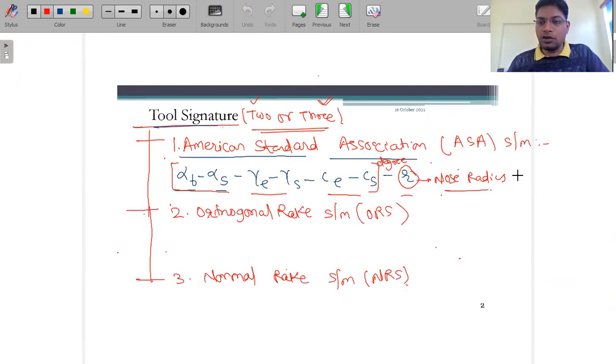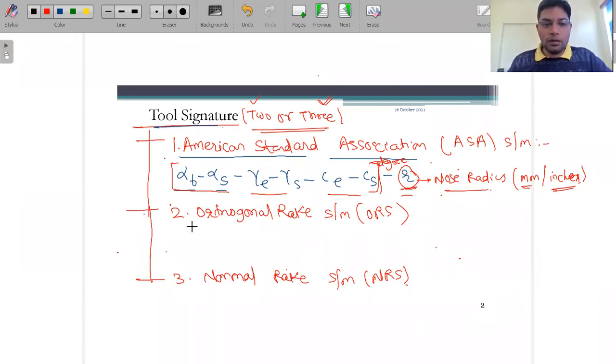This nose radius is always measured either in mm or inches. In foreign books it is mentioned in inches, and Indian authors mention it in mm. Please keep in mind that when a tool signature is mentioned, a total of 7 quantities will be given. The first 6 are the angles, and the last one is the nose radius. The unit is also different for both.